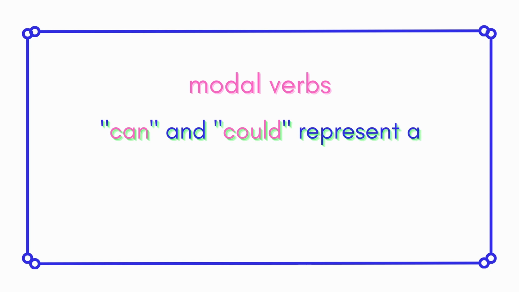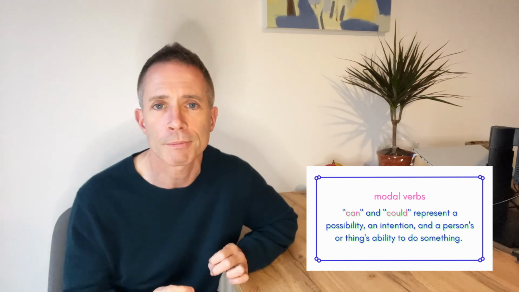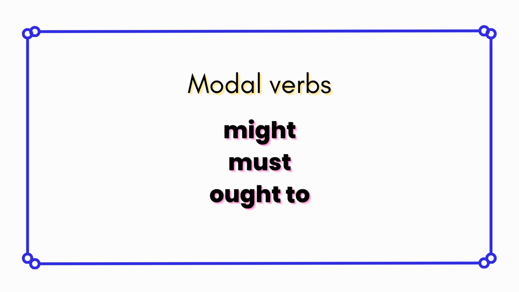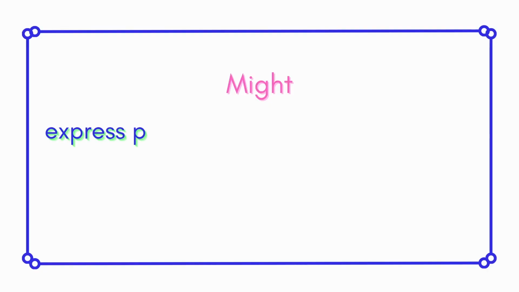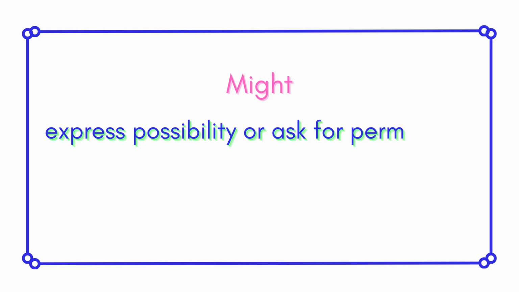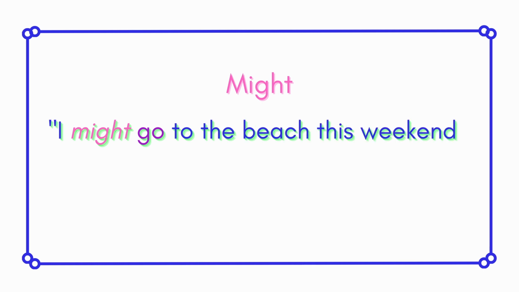So, we know the modal verbs can and could represent a possibility, intention, and a person or thing's ability to do something. So what about the modal verbs might, must, and ought to? Let's take a closer look at each one. Might is used to express possibility or ask for permission. For example, I might go to the beach this weekend.